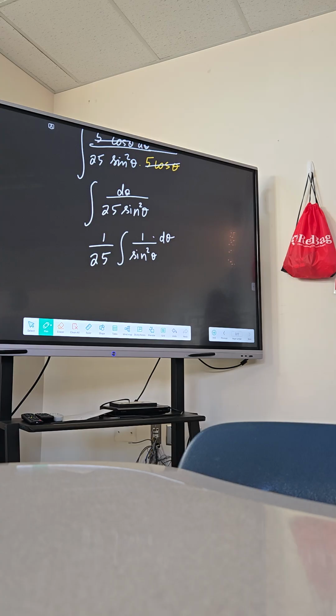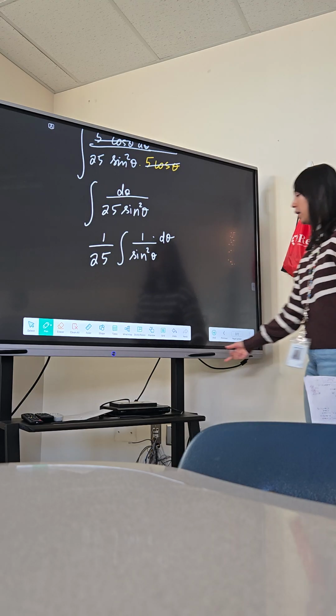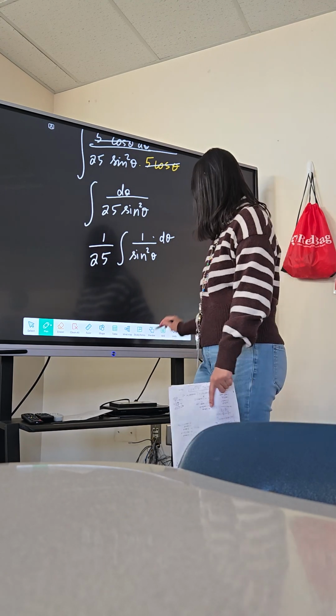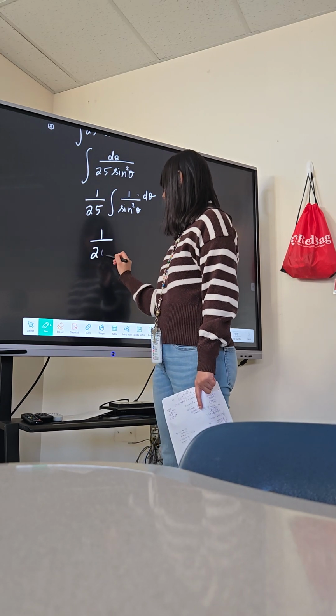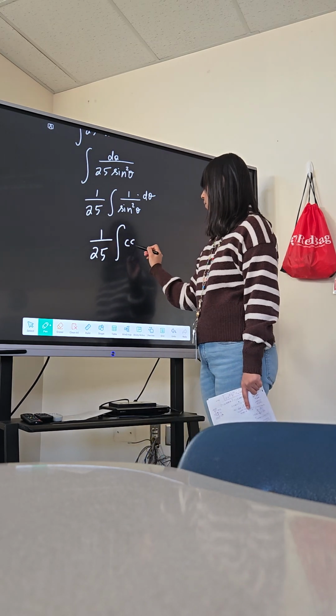Also, I don't think we need it for now, but in case we need it, I'll come back to it. So 1 over sine squared theta is what? Trig. Yep, good. What is cosecant squared? Yep.